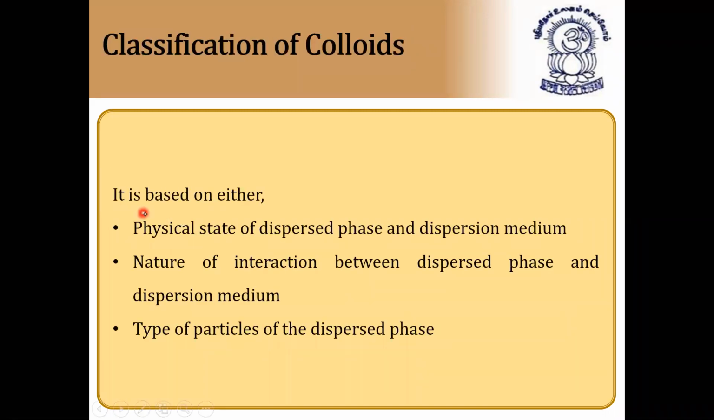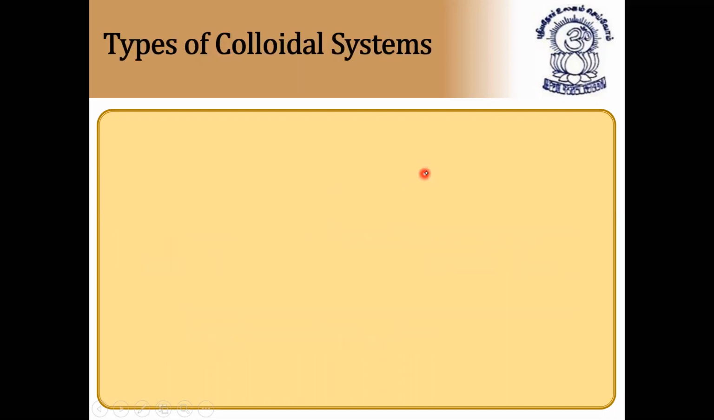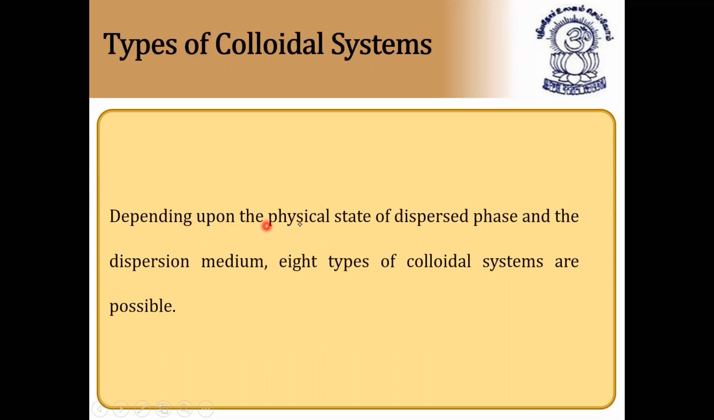Next, the classification of colloids is based on the physical state of the dispersed phase and dispersion medium, the nature of interaction between dispersed phase and dispersion medium, and the types of particles of the dispersed phase. Based on these three factors, the classification of colloids can be done. What are the different types of colloidal systems we have? Depending upon the physical state of the dispersed phase and the dispersion medium, 8 types of colloidal systems are possible. How many types? 8 types. All these 8 types are very important. They'll ask in the examination.